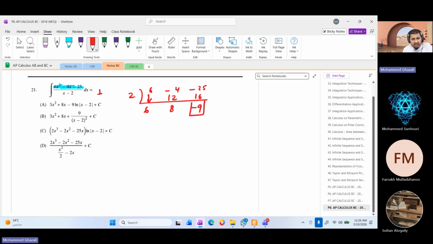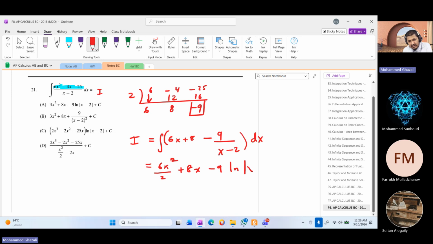So this integral basically becomes, what's the quotient? 6x plus 8, minus 9 over x minus 2. Easy peasy. This is just a polynomial function, so that's 6x squared over 2 plus 8x, correct? And this is minus 9 ln of x minus 2 times 1 over 1, the slope, plus c. So no need to write 1 over 1. I'm just writing it down so you don't forget. Easy. Is the answer A? Good. It's not easy, it just looks complicated.